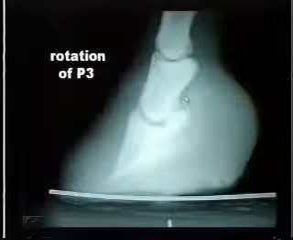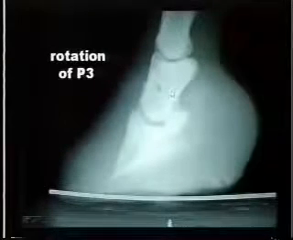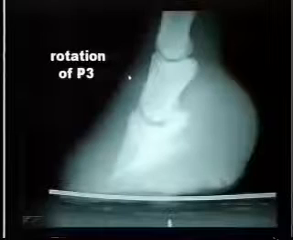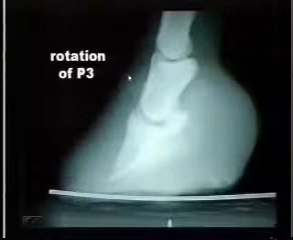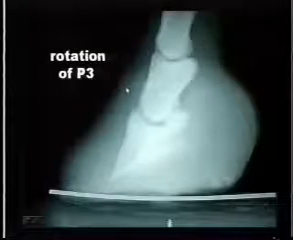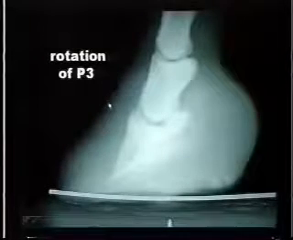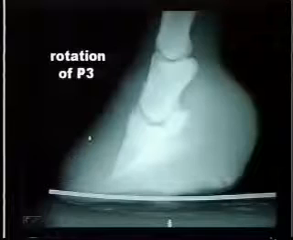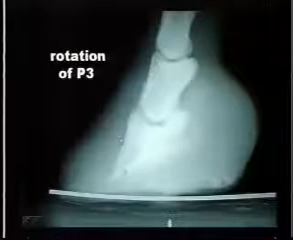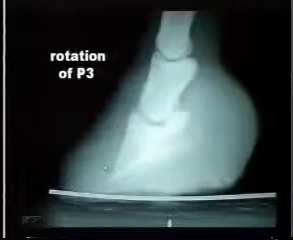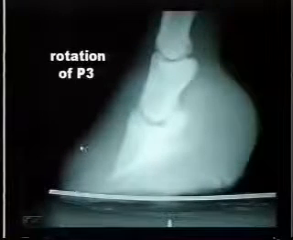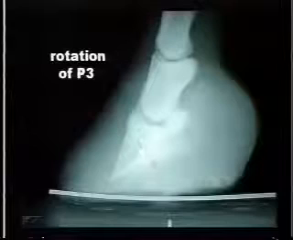People refer to rotation of P3, or the coffin bone, within the hoof capsule, and this is a lateral radiograph of the foot of a horse that has chronic laminitis. You can see that when you compare the angle between the dorsal hoof wall and the third phalanx, there's obviously been rotation, so that the distance down here distally is much greater than up here.